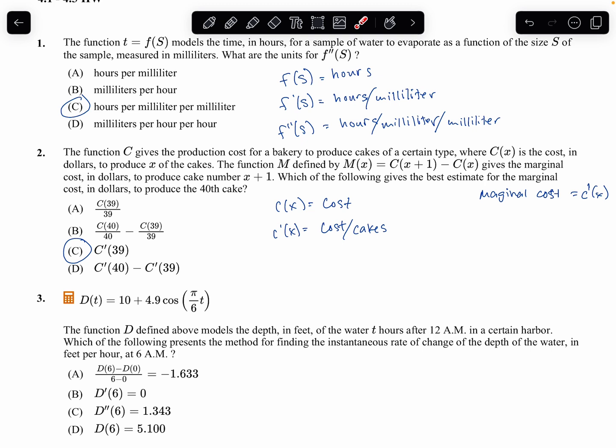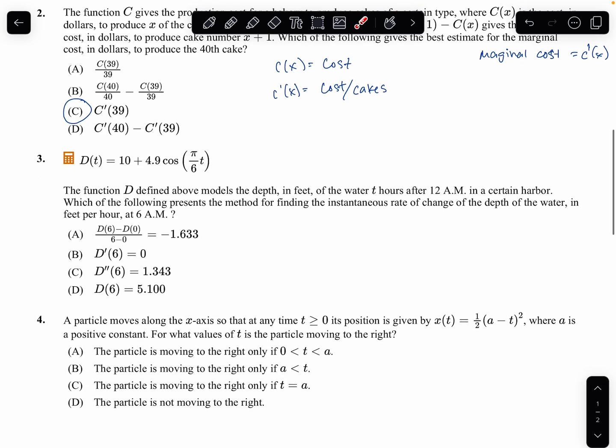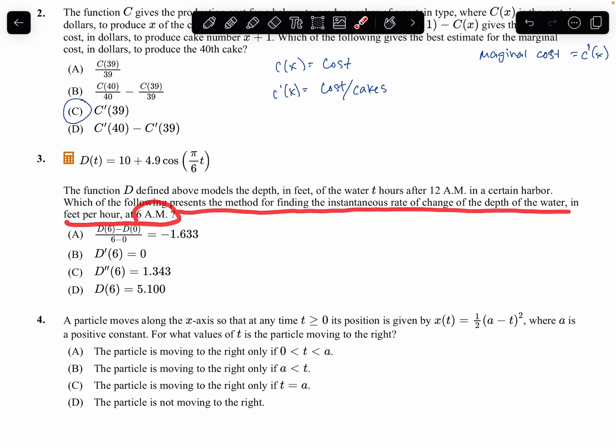Cool. Let's move on. So this one is having us use a calculator. So the function d defined above models the depth in feet of the water t hours after 12 a.m. in a certain harbor. Which of the following presents the method for finding instantaneous rate of change of the depth in water in feet per hour at 6 a.m.?